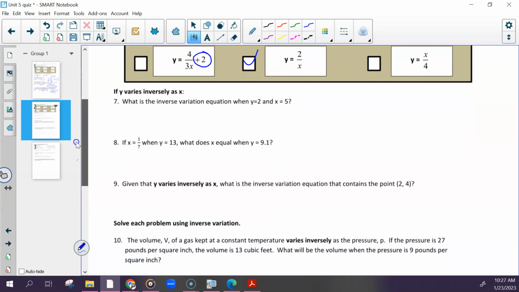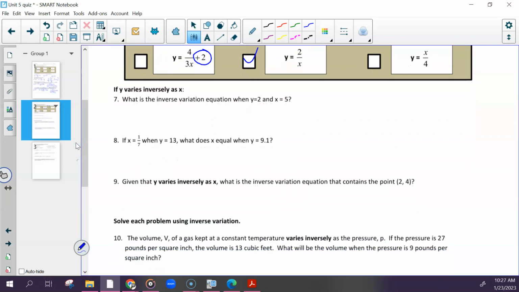For number 7, it wanted the inverse variation equation, so it gave you x and y. Multiply those to find k, and then put that number into your equation. y equals 10 over x. So again, 3 points. Did you solve for k correctly, get the correct k value, and put it in the equation correctly?